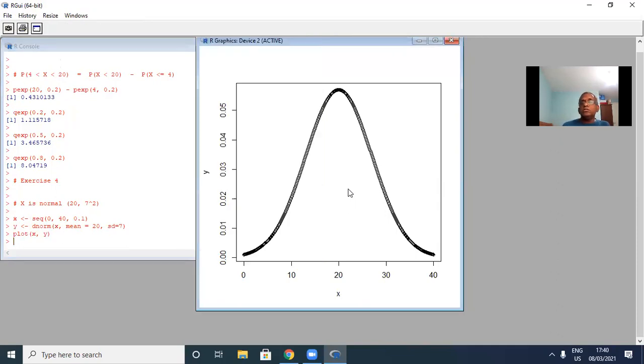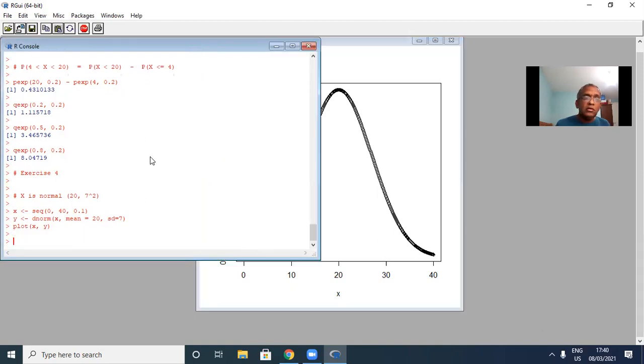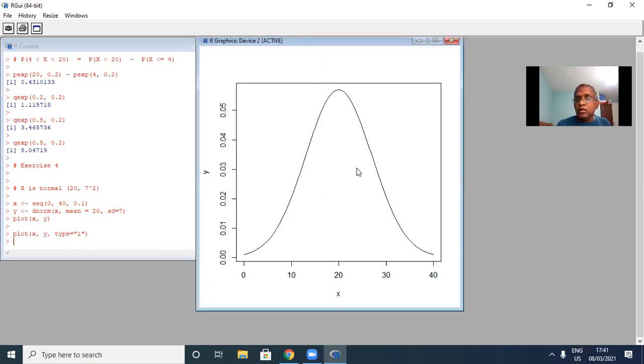So what you see here is the density of a normal with mean parameter equal to 20 and the standard deviation parameter equal to 7, right? You can use type equal to L to have a smooth line like this, right? Okay.